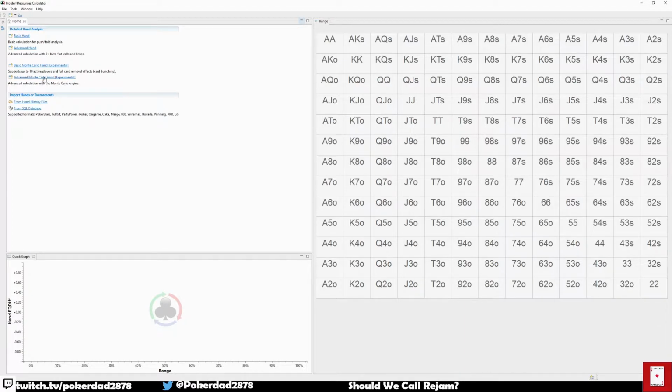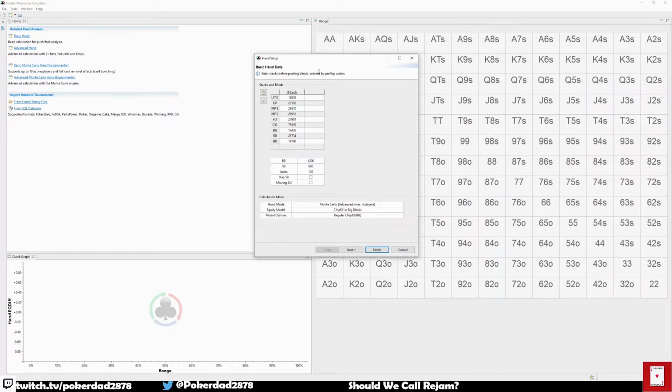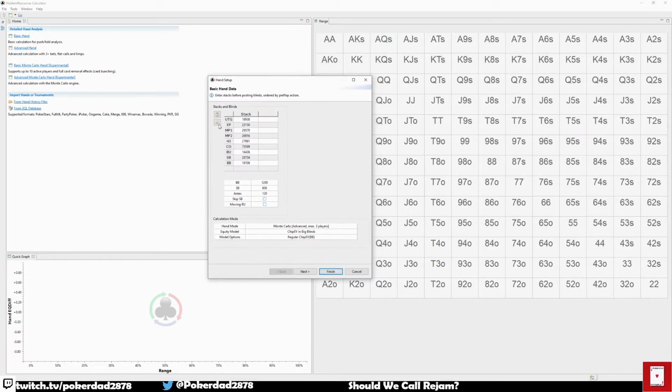So we're going to go to advanced mode. And we are 8-handed here. Put in the stacks.